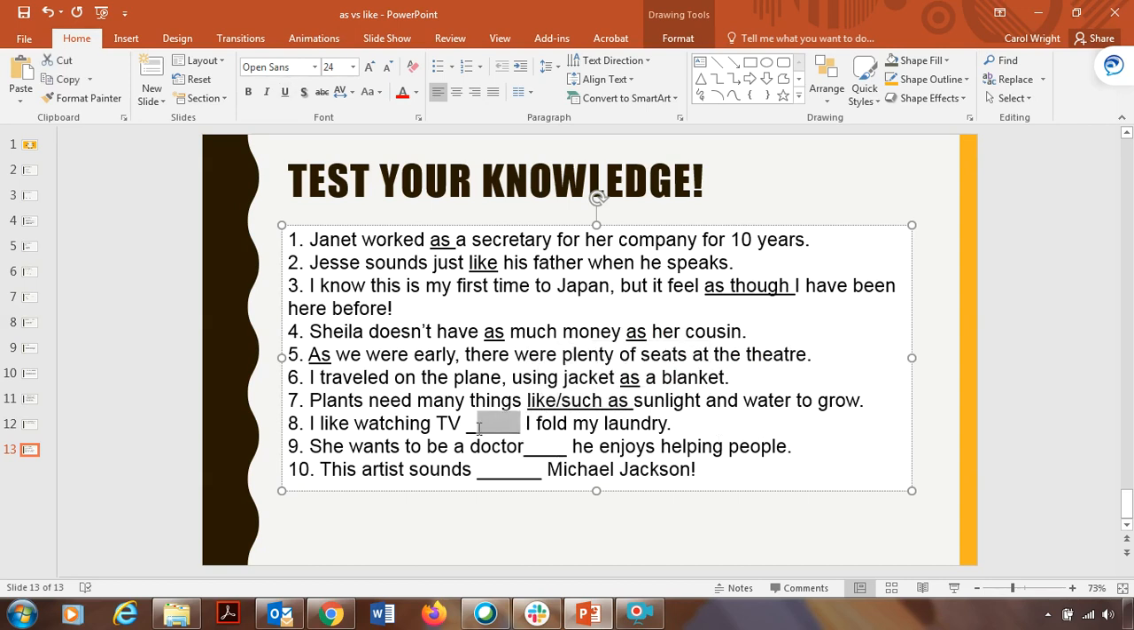I like watching TV as I fold my laundry. Here as has the meaning of at the same time or while. Number 9, she wants to be a doctor as he enjoys helping people. So this is an explanation, because, so I can put as. The artist sounds like Michael Jackson. Okay, again, senses plus like. That's how we can use that.